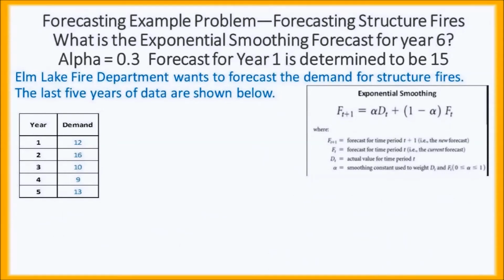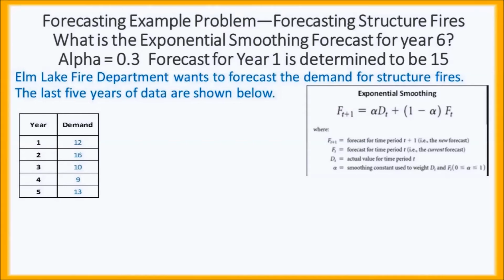Now let's do an exponential smoothing forecast for year 6. In this case, you will always be given alpha, and you will always be given the forecast for year 1. So alpha here is 0.3 that we would like to use. The forecast for year 1 is determined to be 15, and I've shown you here a screenshot of the formulas that you would be given on a problem just like this. So this mirrors pretty closely what you might see on the exam.